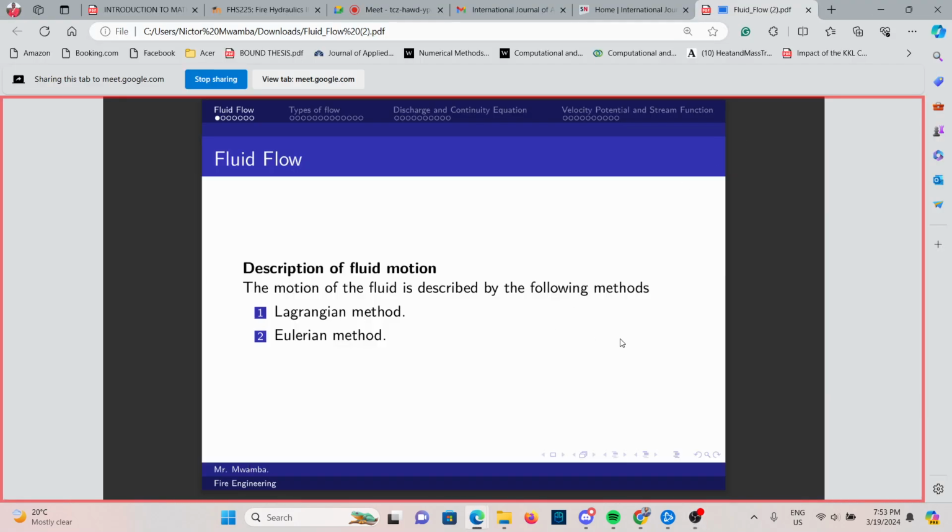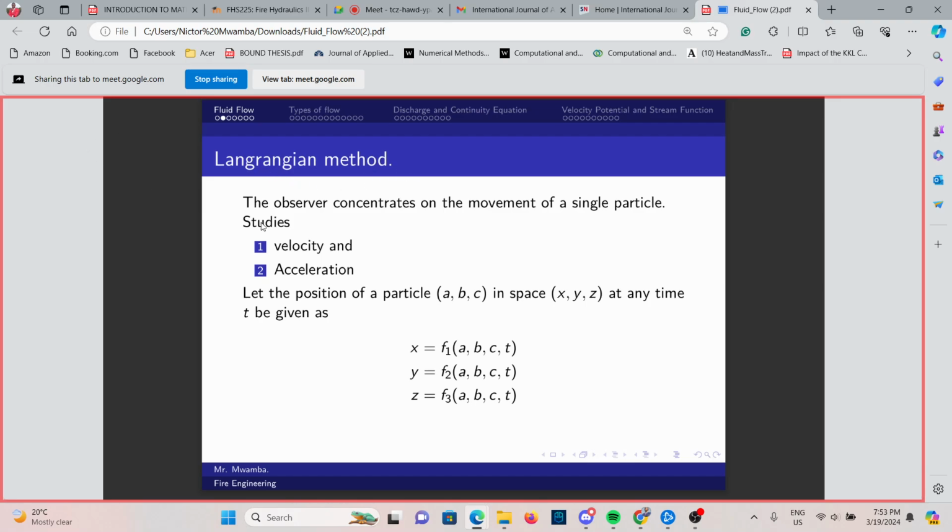So the first method, the Lagrangian method, you concentrate on a single fluid particle and you study its velocity and its acceleration. Velocity, from the definition from physics, we know that velocity is the rate of change of distance with respect to time. That's velocity. It is a vector quantity. It has size and direction. Then acceleration is the rate of change of velocity with respect to time.